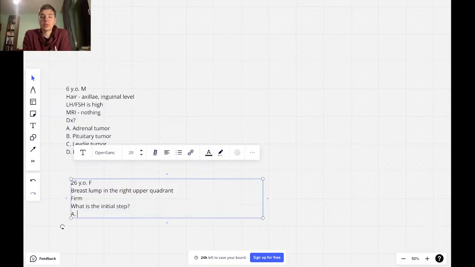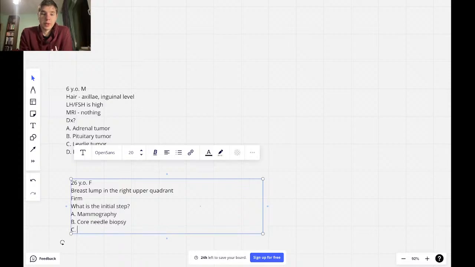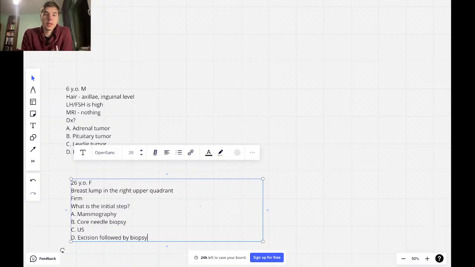We are doing a mammography. We are doing a core needle biopsy. We are performing an ultrasound, or we do an excision followed by biopsy. Let me know your answer either in the comments or in the chat box.